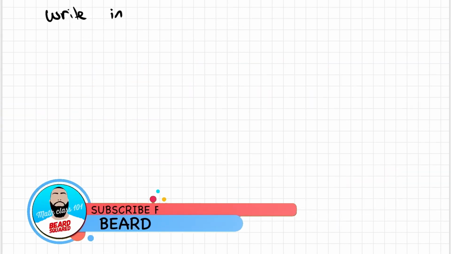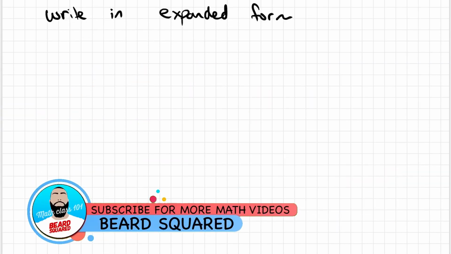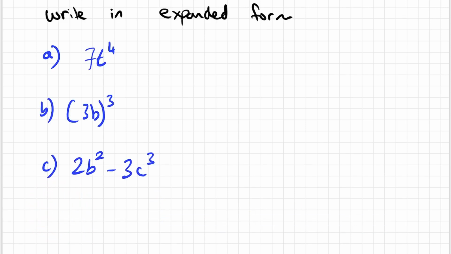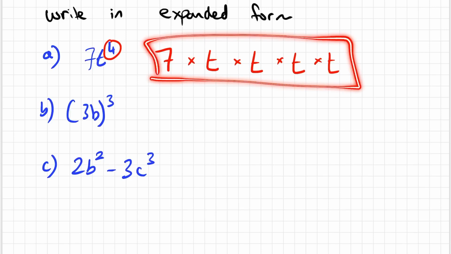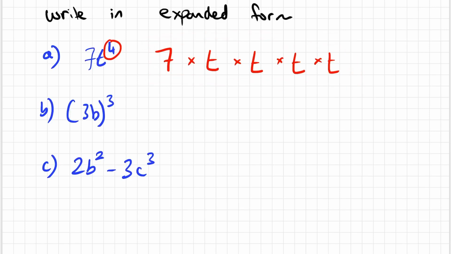Let me ask you if you can write this in expanded form. Here's a couple of questions. So we've got 7 times t times t times t, and of course one more t. So 7 times t times t times t times t. 7t to the power of 4.